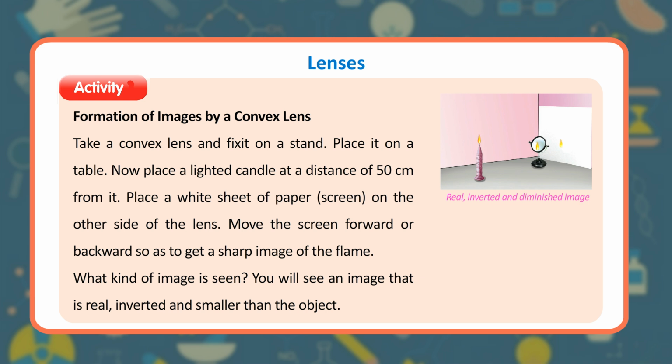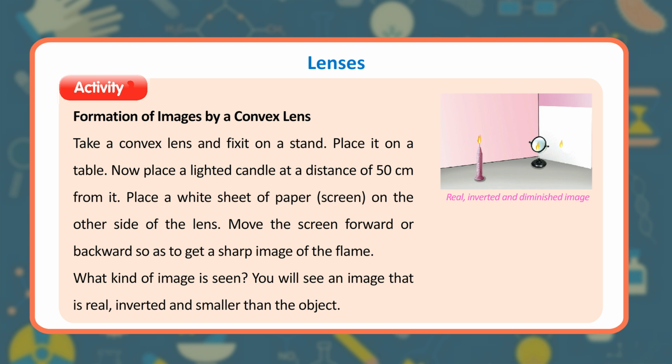Activity. Formation of images by a convex lens. Take a convex lens and fix it on a stand. Place it on a table. Now place a lighted candle at a distance of 50 centimeters from it. Place a white sheet of paper, screen, on the other side of the lens. Move the screen forward or backward so as to get a sharp image of the flame.